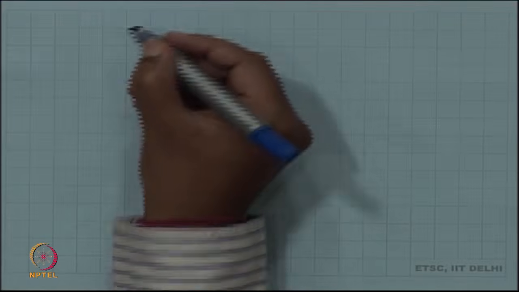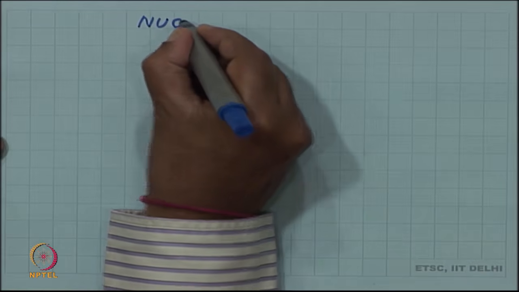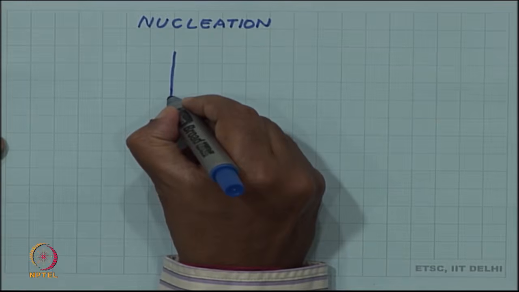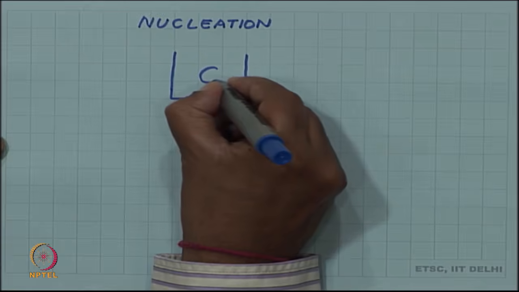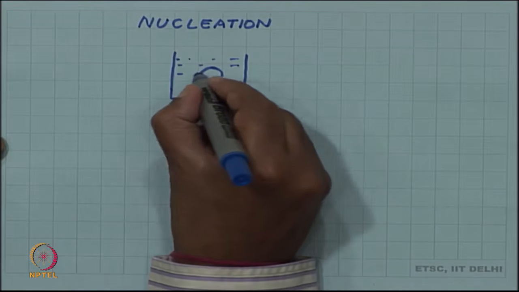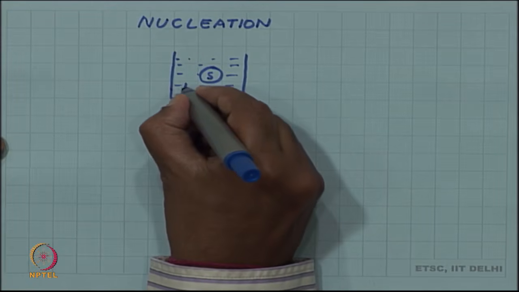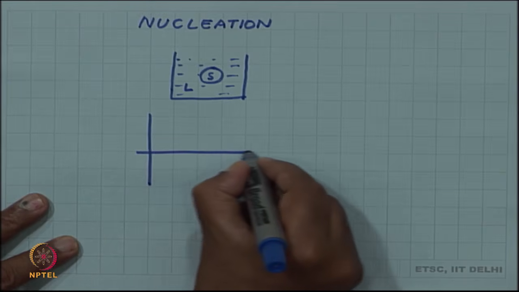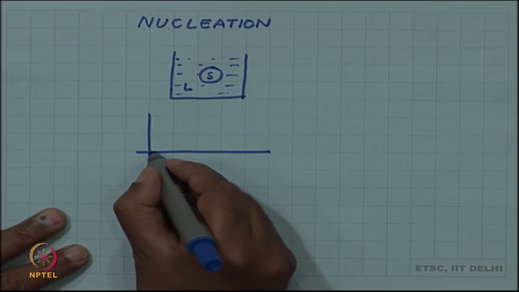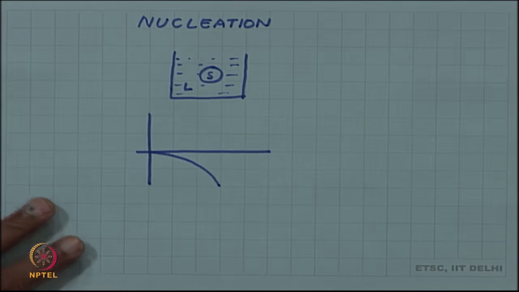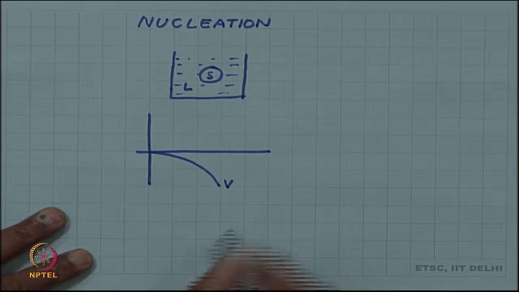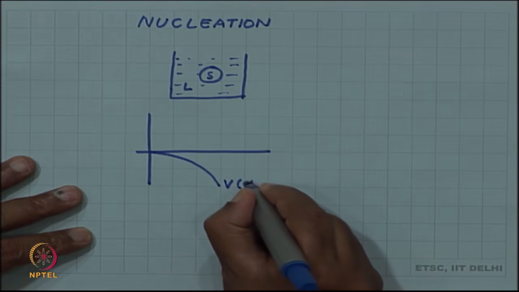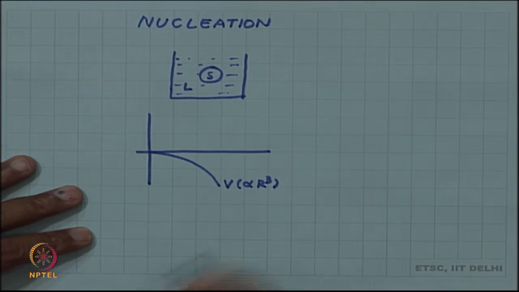So, we have seen in nucleation that if we consider a ball of solid forming inside liquid, then the energetics is such that we have a negative term which is the driving force, and that comes from the volume free energy V, and it is proportional to R cube and is negative.